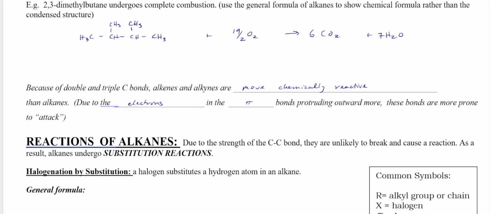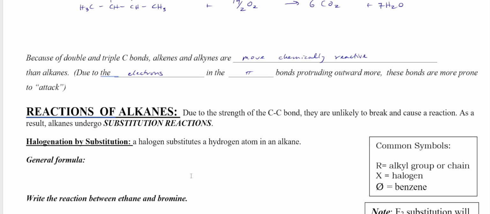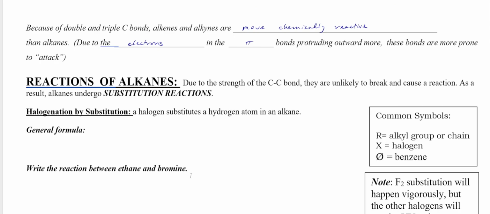So what are we going to do with alkanes? Alkanes are things that have single bonds only. And so it says, due to the strength of the carbon single bonded carbon bond, they are unlikely to break and cause a reaction. So as a result, alkanes undergo substitution reactions. So substitution reactions are where something is taken out and something is put in its place.